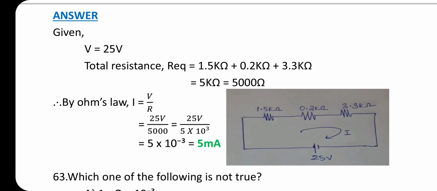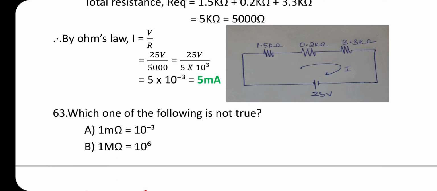Given V equal to 25 volt, total resistance R equivalent equal to 1.5 kilo ohm plus 0.2 kilo ohm plus 3.3 kilo ohm. We get total resistance R equivalent as 5 kilo ohm or 5000 ohm. By Ohm's law, I equal to V by R. Substituting the values of V and R, we get I equal to 5 milliampere.